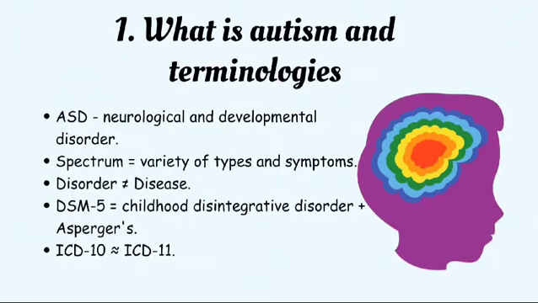According to the DSM-5, an acronym that comes from the English Diagnostic and Statistical Manual of Mental Disorders, published by the American Psychiatric Association, autism now also encompasses other disorders that were previously diagnosed separately, such as childhood disintegrative disorder and alcohol syndrome. Due to this update of the DSM-5, the International Classification of Diseases, the ICD, led by the World Health Organization, also changed the classification of autism from ICD-10 to ICD-11.